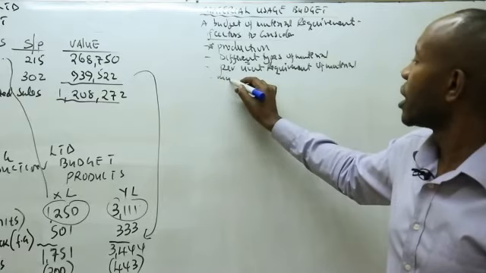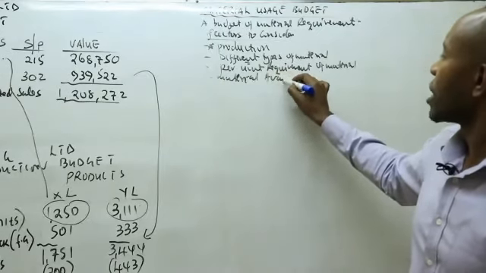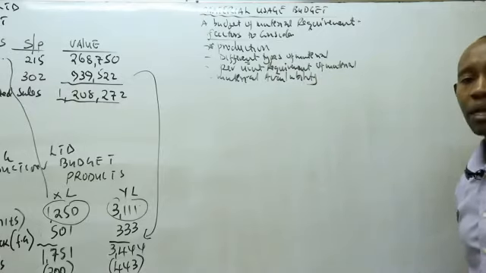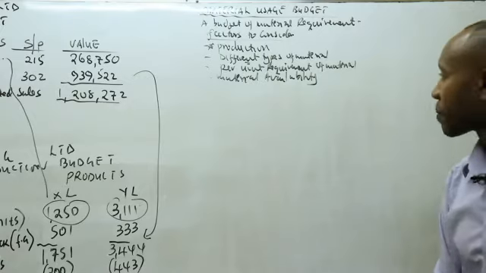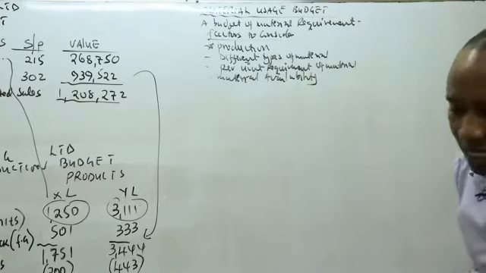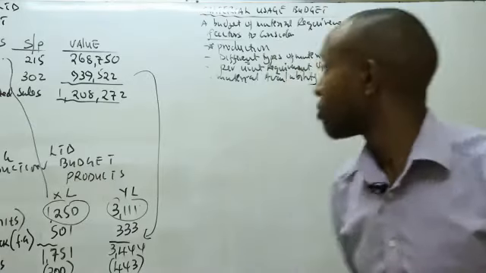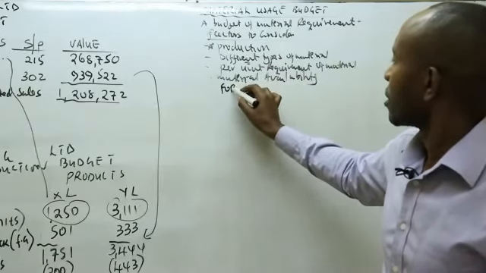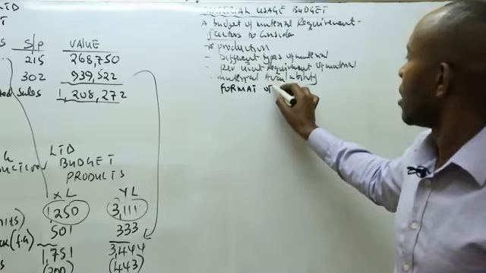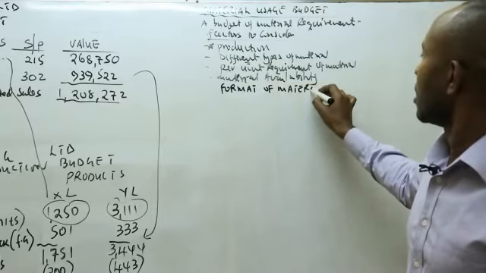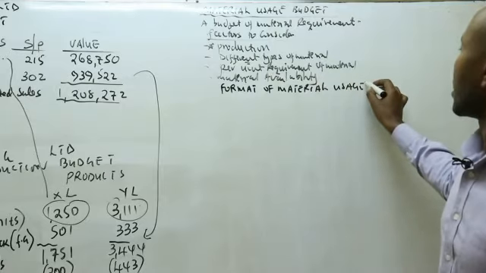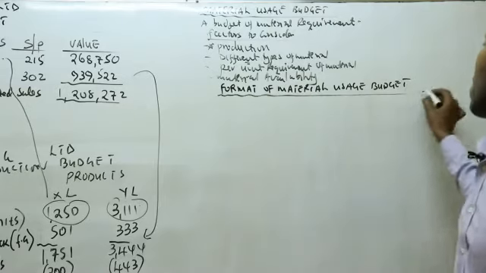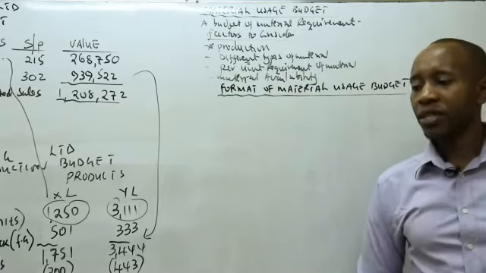Then you can also ask, what is the availability of that material? So you say, material availability. Now let me give the format. So, format of a material usage budget.